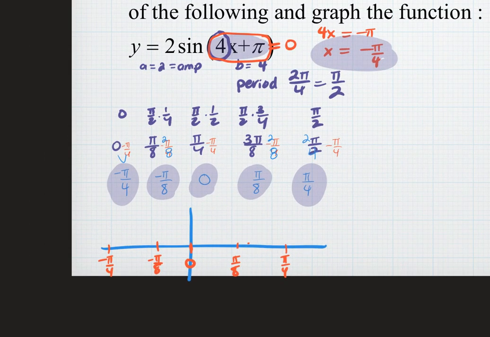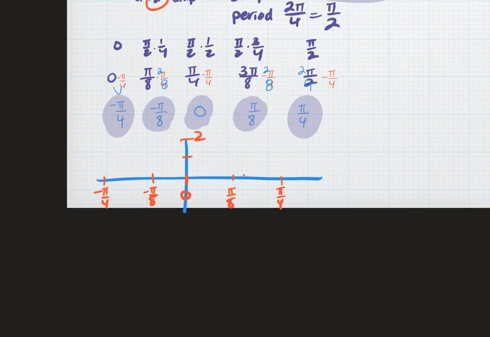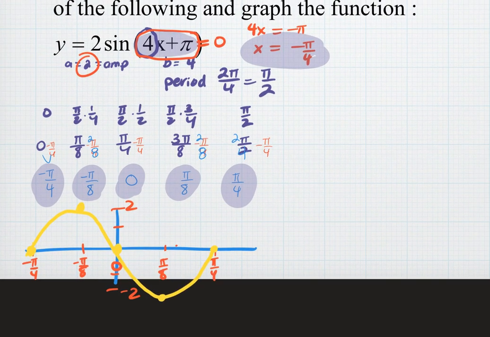And my amplitude was 2, so I'm going up 2, marking that, down 2, marking that. And this time I'm starting to the left. My 0, 0 is here, then it goes up to 2, down to 0, down to negative 2, up to 0. So A, amplitude, B, period, key points, then phase shift, then plot them. Good so far? Yes? Okay.